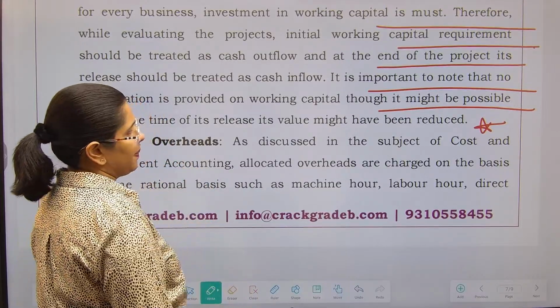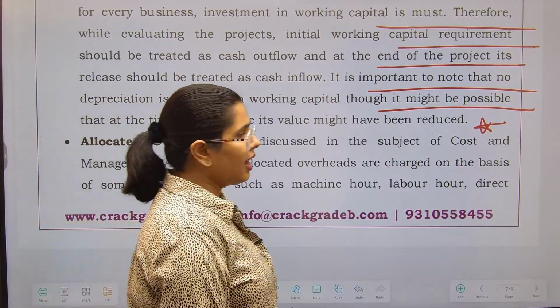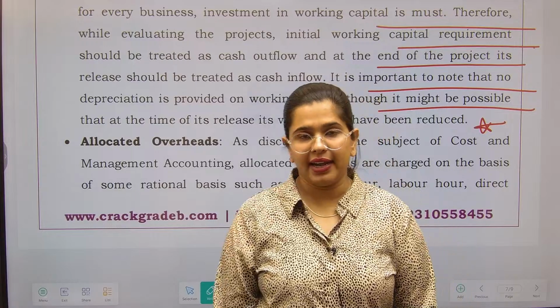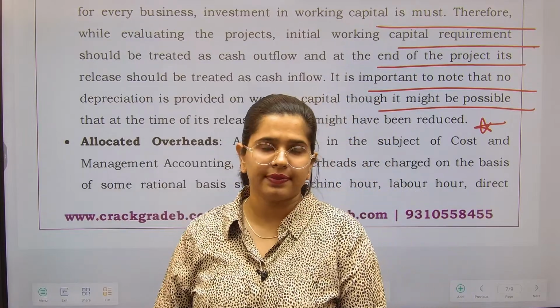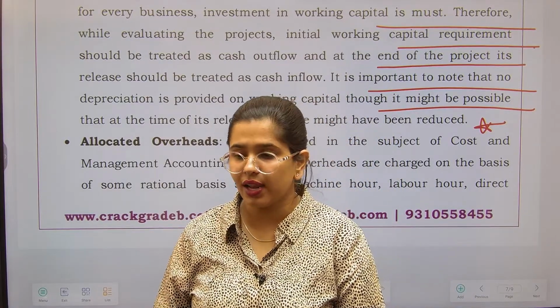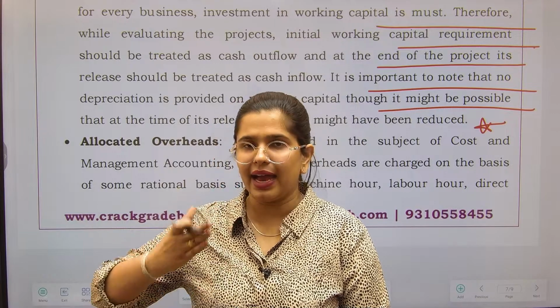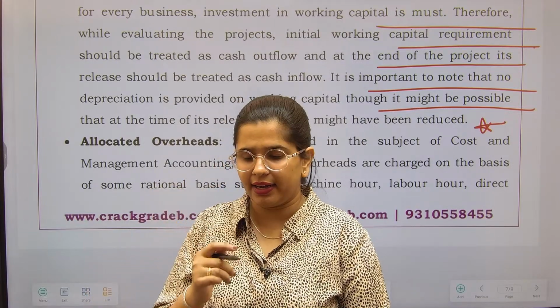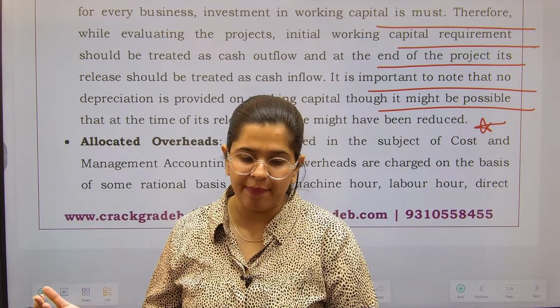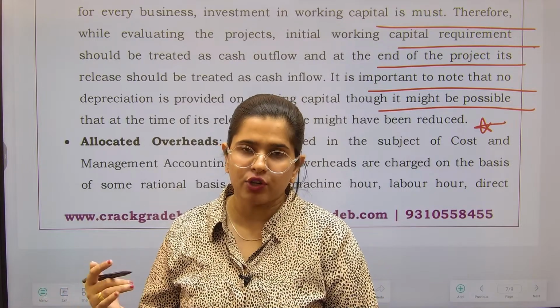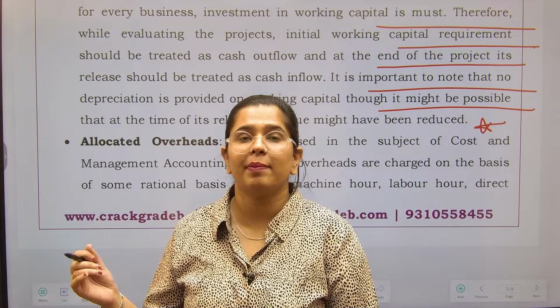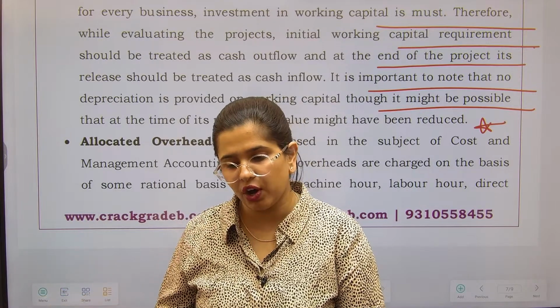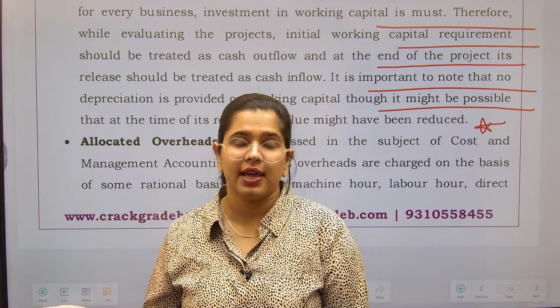Allocated overheads. See, in our factory, we are paying factory rent as well. That is an indirect cost. So I will be allocating that factory overheads, or my factory rent related cost, over the products which I am making. So this is something we call the allocated overheads, right?